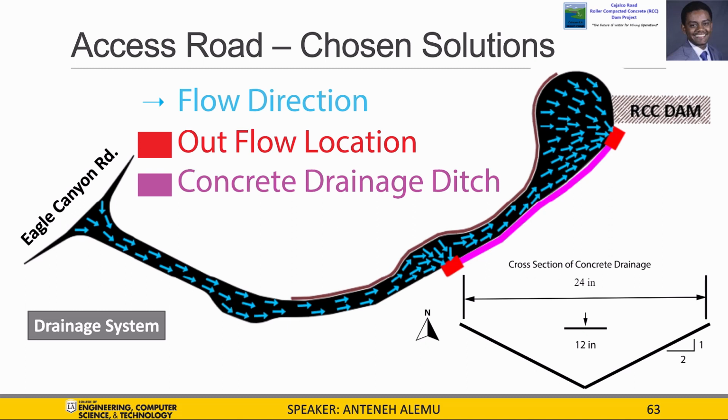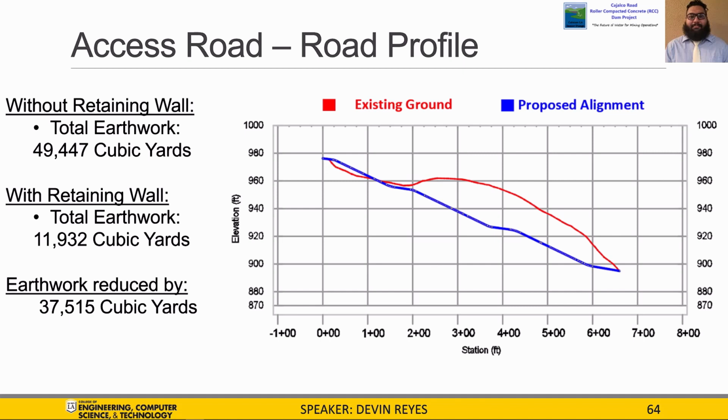the RCC dam. We built the surface of the existing ground along with the surface of the road corridor in Civil 3D. With those, we were able to calculate the total earthwork required for the road construction. As shown on the graph, we plotted the proposed alignment shown in blue against the existing ground shown in red. This graph shows that we propose a net total earthwork of 11,932 cubic yards.